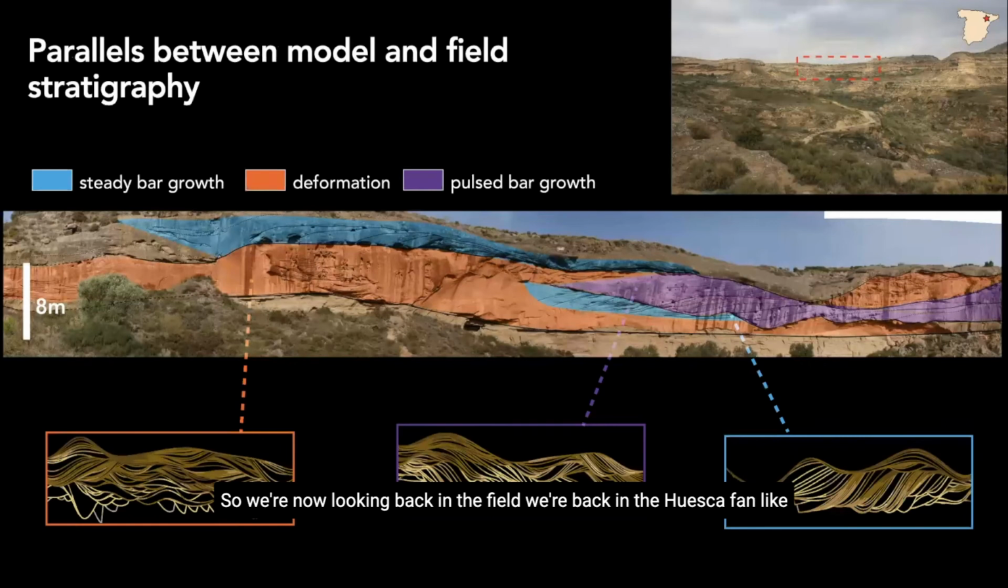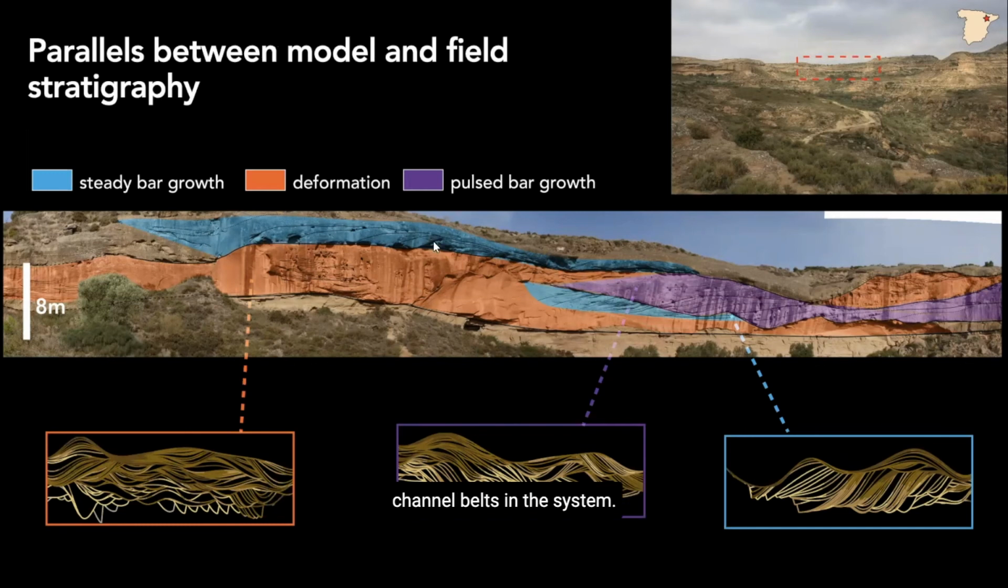So we're now looking back in the field. We're back in the Wascafan, like I showed earlier. And what we're looking at is one of those channel belts in the system. And we can see that this belt is characterized by all three of those different facies, forms, or assemblages that we see produced in the model. We have the poorly organized, lack of internal structure, dune rich and ripple rich facies that are characterized by that deformation and reworking deposit, or that reworking style of kinematics.